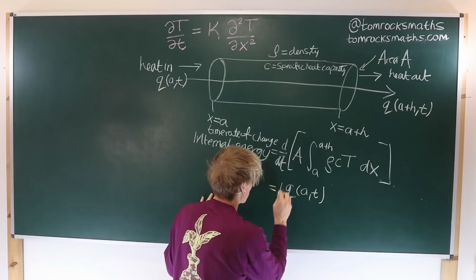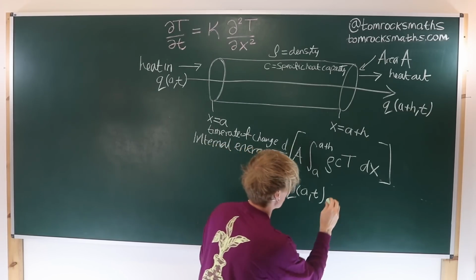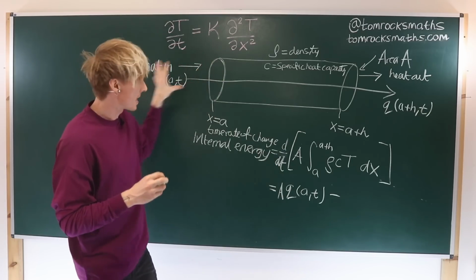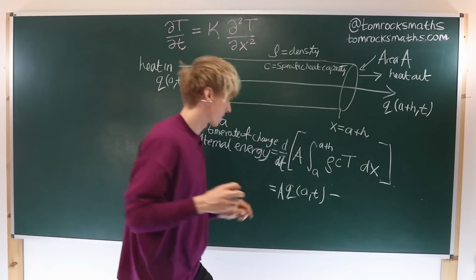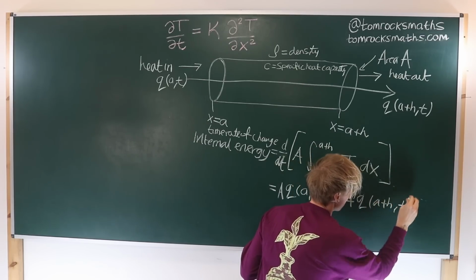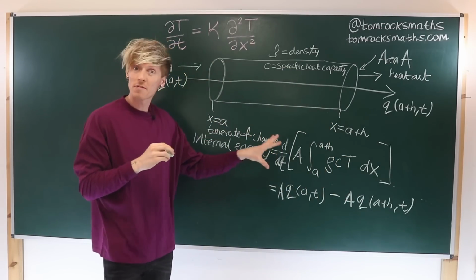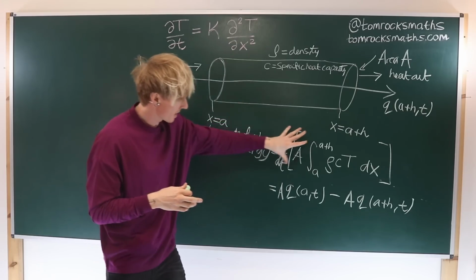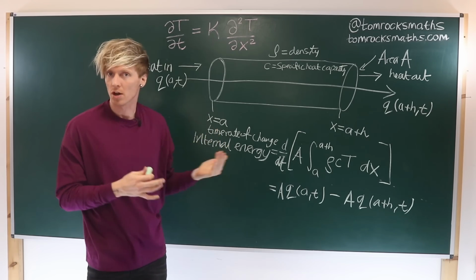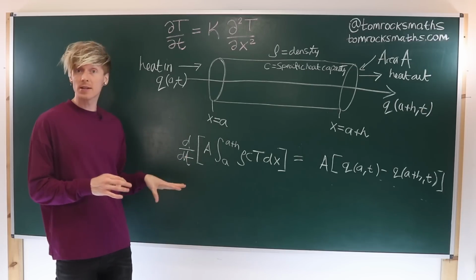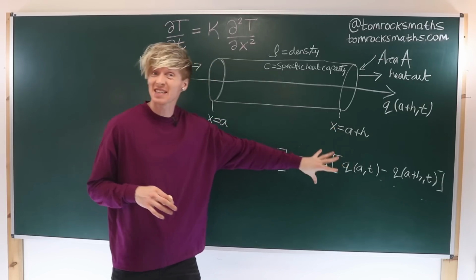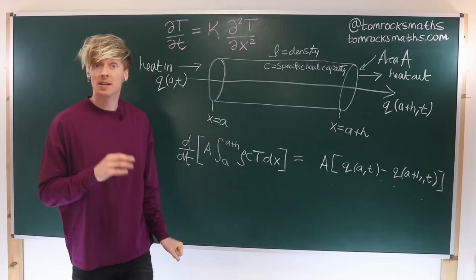And we also multiply both of these by the constant area A. So we have a total flux q coming through the area A, in on the left, and then out on the right. So it's minus A times q at a plus h, t. So now we've begun to formulate a mathematical expression for the change in energy of this piece of our one-dimensional rod. So far, we have that the time rate of change of the internal energy of our rod is equal to the heat flux in minus the heat flux out.